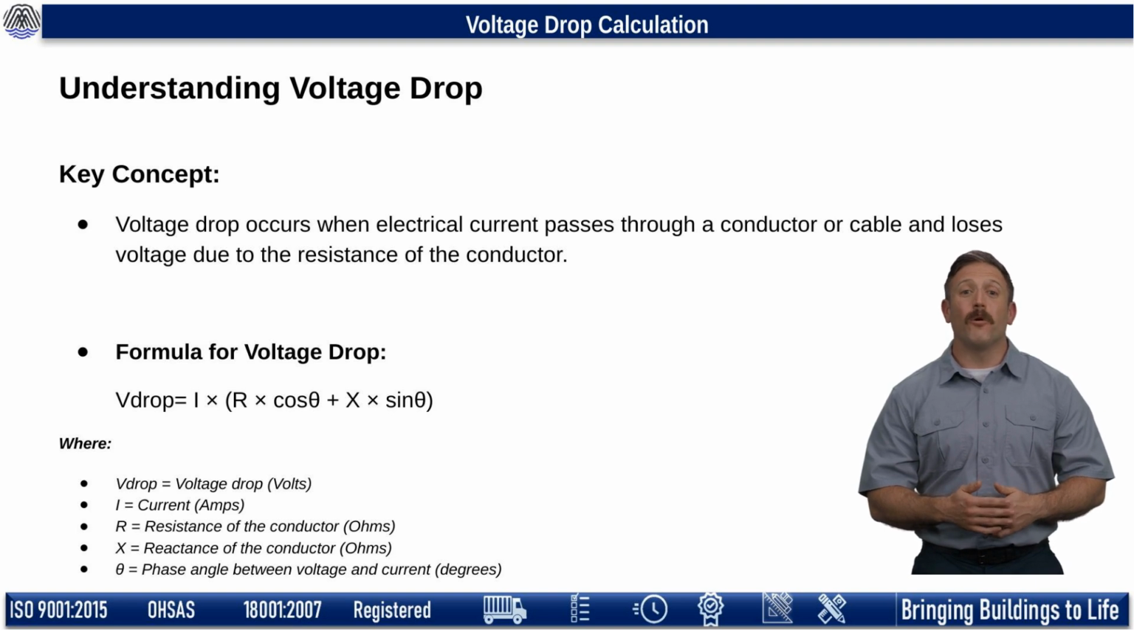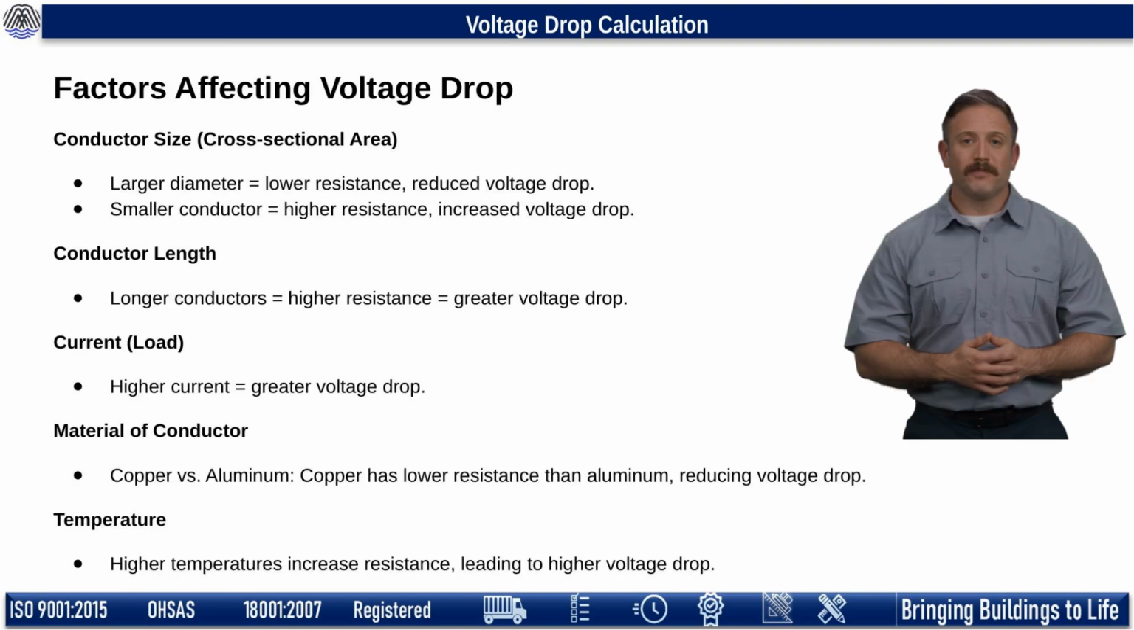Let's revisit the formula as shown here, where V drop means voltage drop, I is the current in amps, R is the resistance of the conductor, X is the reactance, and theta is the phase angle between voltage and current. This formula combines resistance and reactance components to quantify how much voltage is lost.